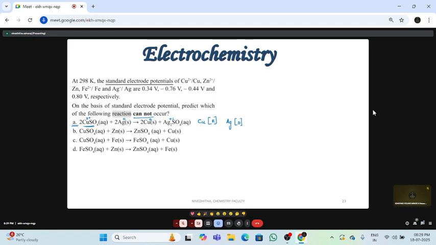And from the values, what is the value of copper? The reduction potential of copper is 0.34 volt, and the reduction potential of silver is 0.80 volt. We know the shortcut: electrons move from the smaller value to the bigger value, right? So according to this, silver will get reduced and copper will get oxidized. But in this reaction it is just the opposite, which is wrong. So this kind of reaction will not occur. Okay. Shall we proceed?